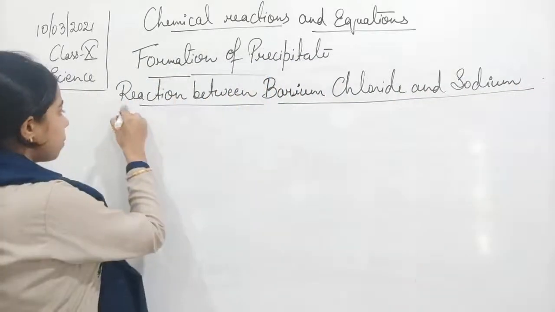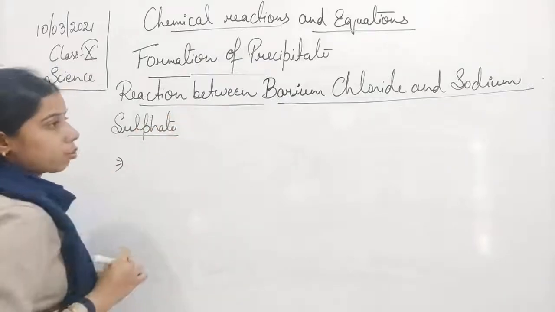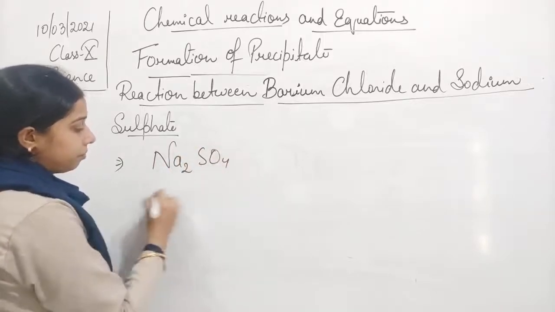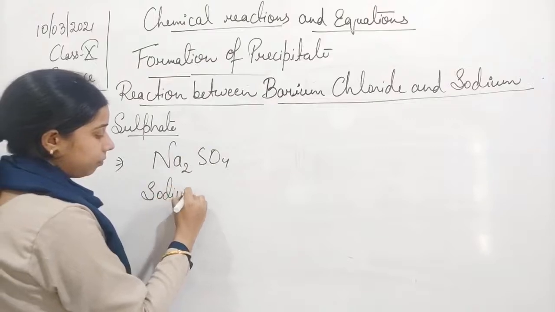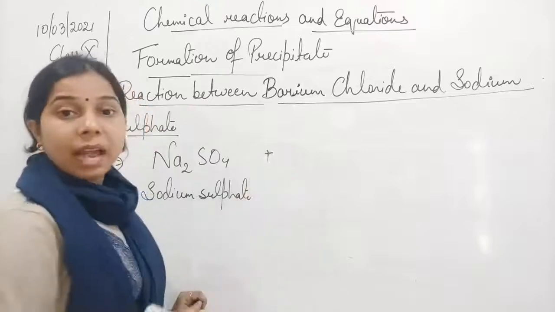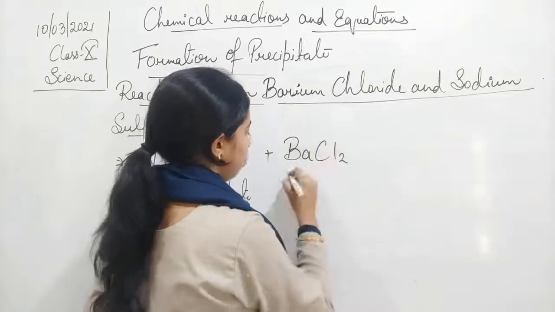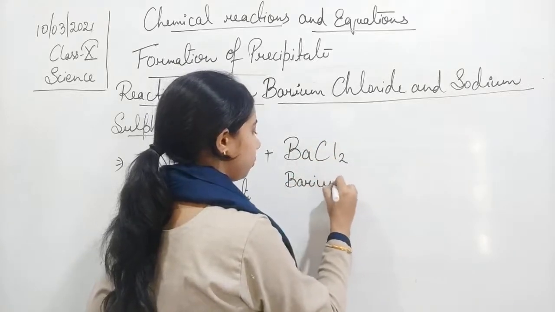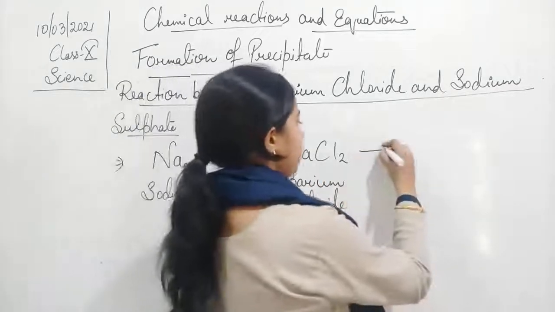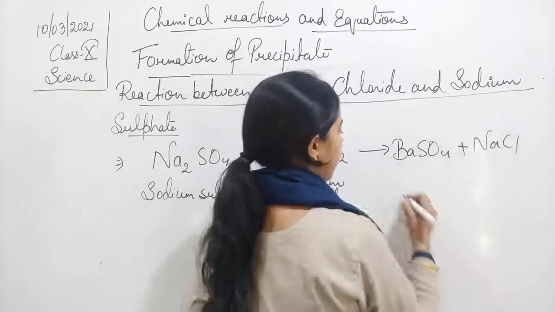and sodium sulfate. Now you see here student, what is the formula of sodium sulfate? Na2SO4. When this sodium sulfate reacts with barium chloride, BaCl2, then there is a formation of barium sulfate plus sodium chloride.